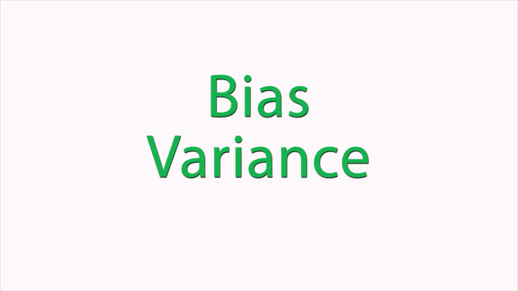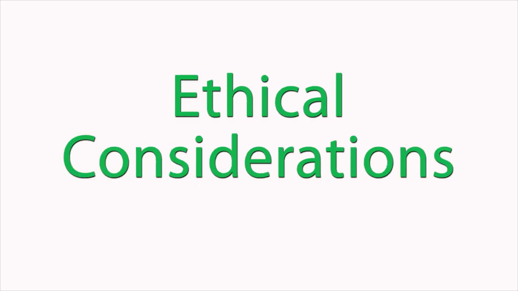Bias and variance. Bias: error from erroneous assumptions in the learning algorithm. High bias can cause an algorithm to miss relevant relations, underfitting. Variance: error from sensitivity to small fluctuations in the training set. High variance can cause overfitting to the training data.